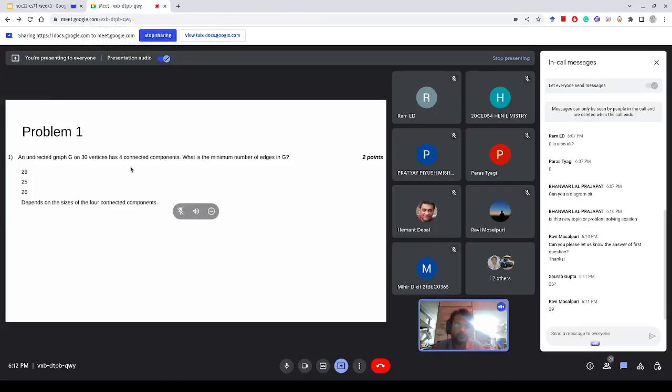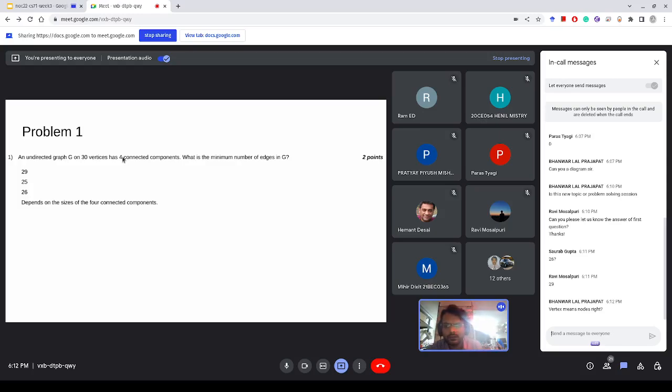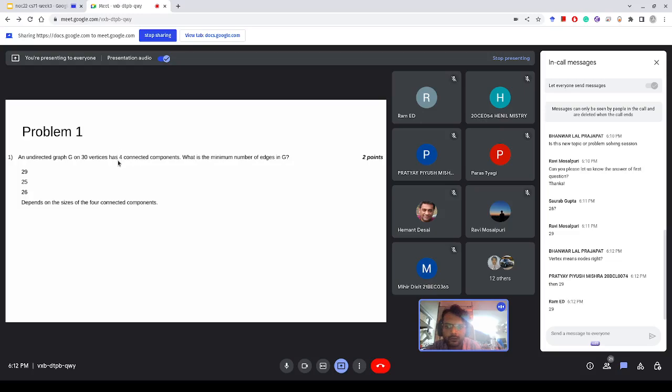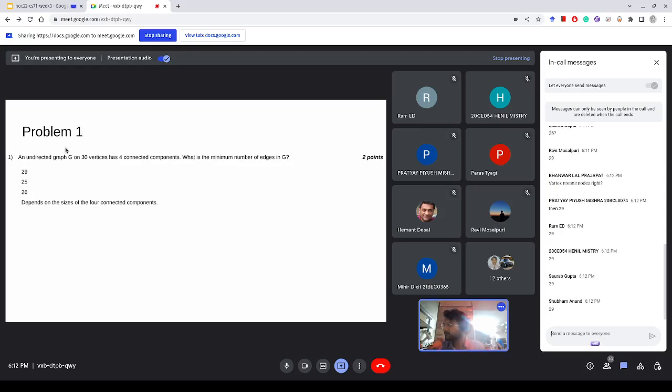So, first answer me this. If you have 30 vertices and you want to connect the whole graph, so you do not have 4 connected components, instead the whole graph is connected, then what will be the answer? Yeah, vertex means nodes. So if you were not given this part of the question, 4 connected components, and you are given that the whole graph is connected, then what would be the minimum number of edges to connect the whole graph? Okay, yeah, 29 is the correct answer.